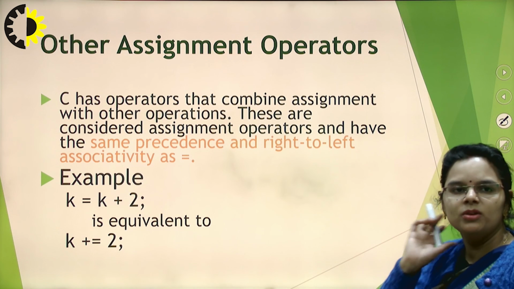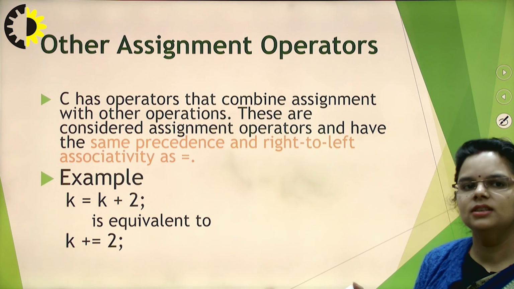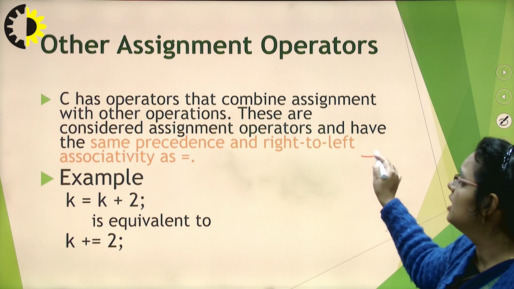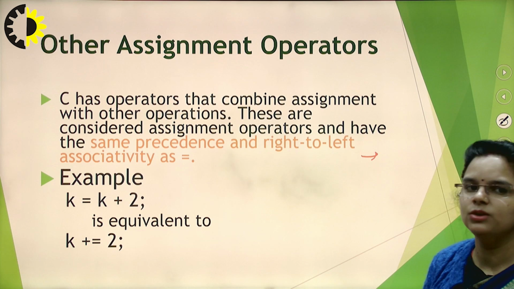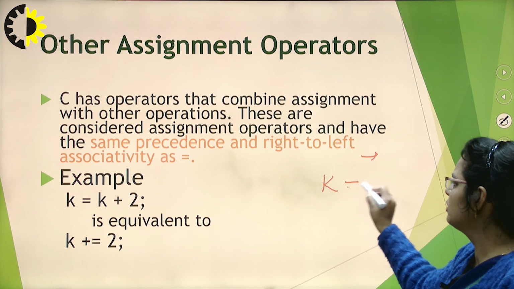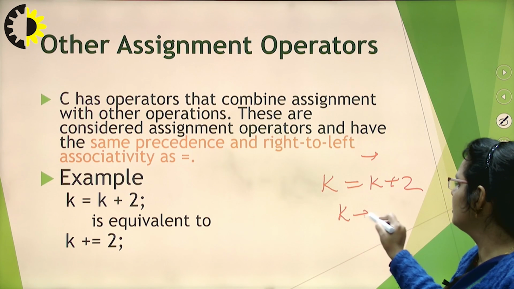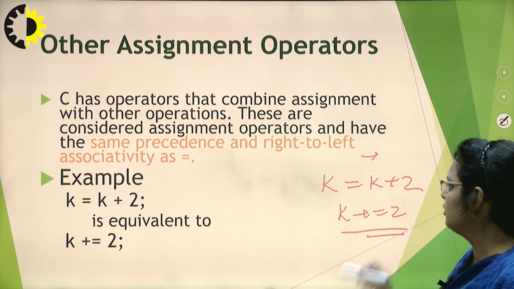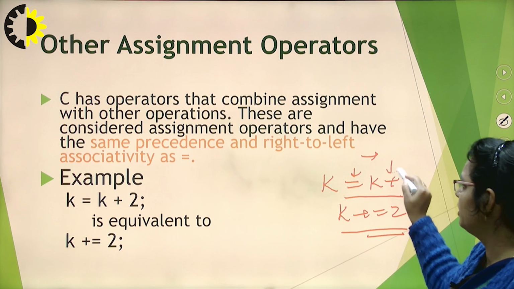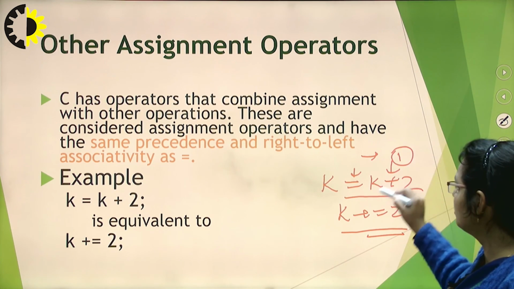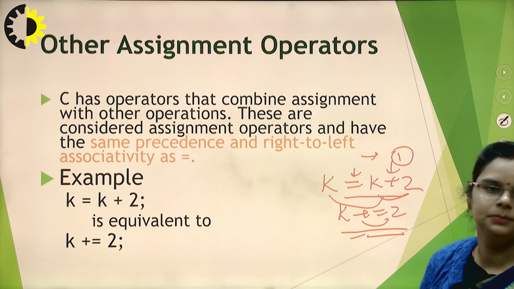There are various other assignment operators in C that combine assignment with other operations. These are considered assignment operators, they have the same precedence, and the associativity is from right to left. Suppose we have k equals k plus 2. This would be written as k plus equals 2, which is equivalent to this operator. We all know addition has higher precedence, so this would be evaluated and then assigned to the variable k. So this is quite equal to this. This is also an assignment operator.